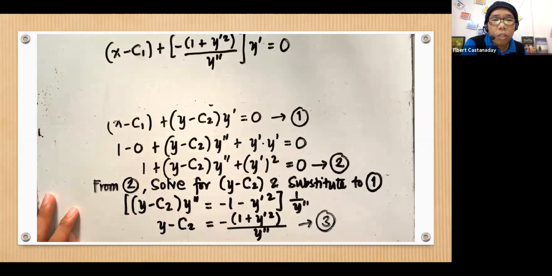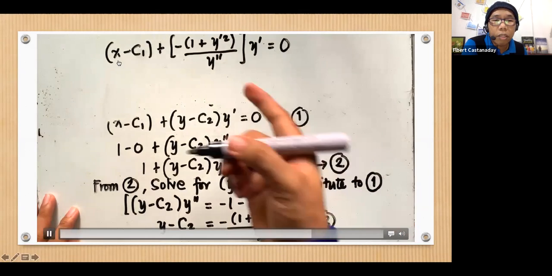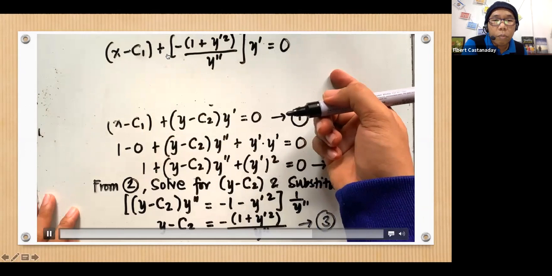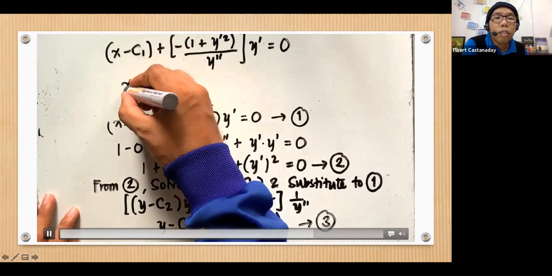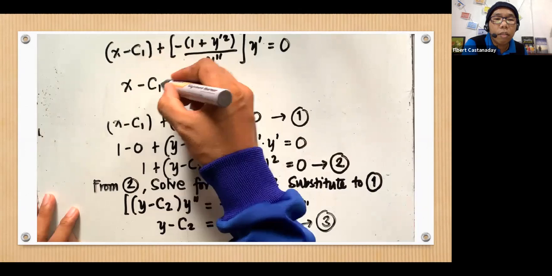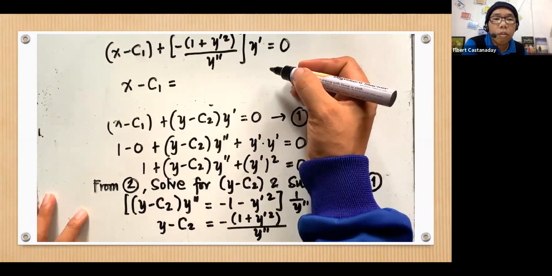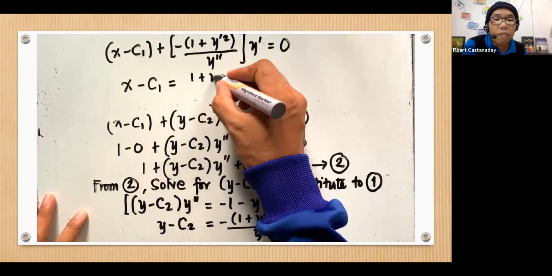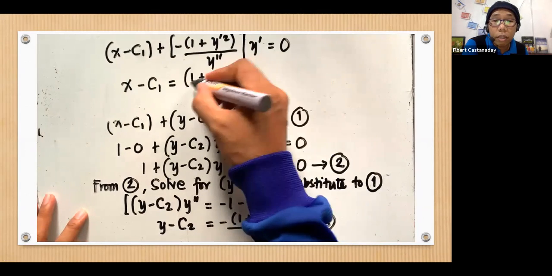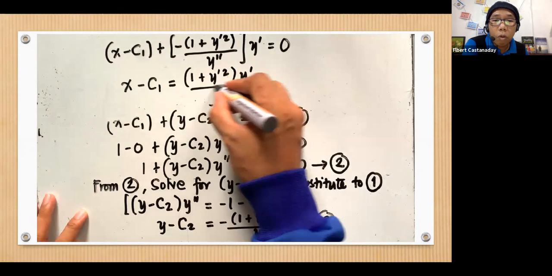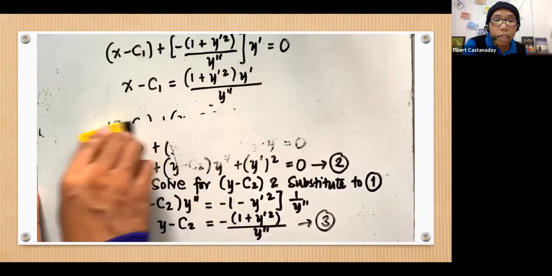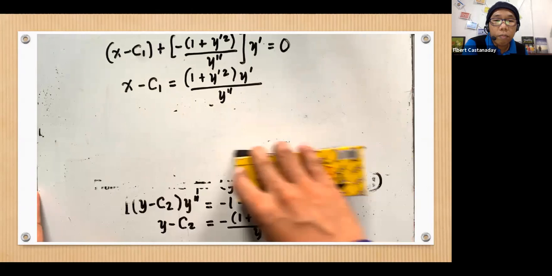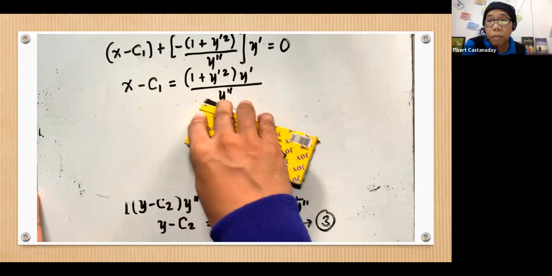Now, what we will do is we will solve for x minus c sub 1. So we transpose this term dun sa right-hand side. Okay? So we have x minus c sub 1 equals, magiging positive na yan, di ba? So 1 plus y prime squared times y prime all over y double prime. So this is now, this will serve as our equation number 4, yung value ni x minus c sub 1. Okay, so yun yung pinaka-idea.